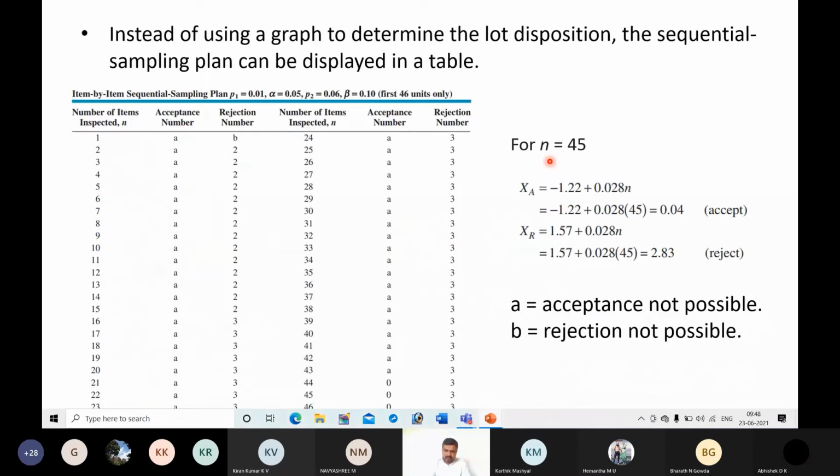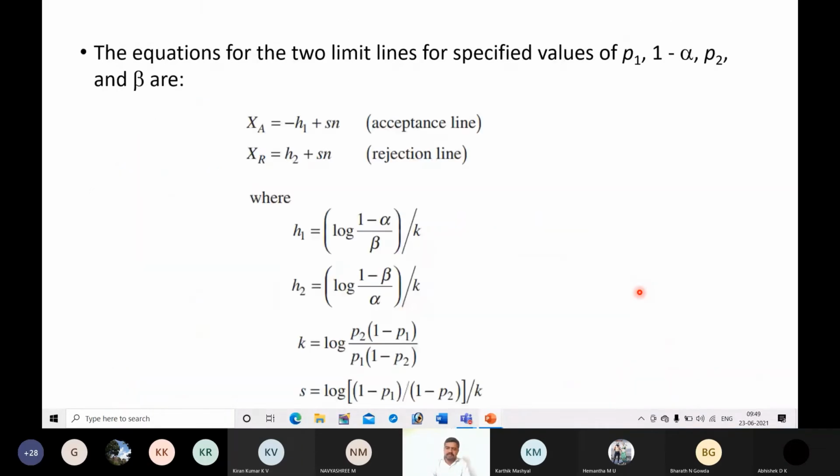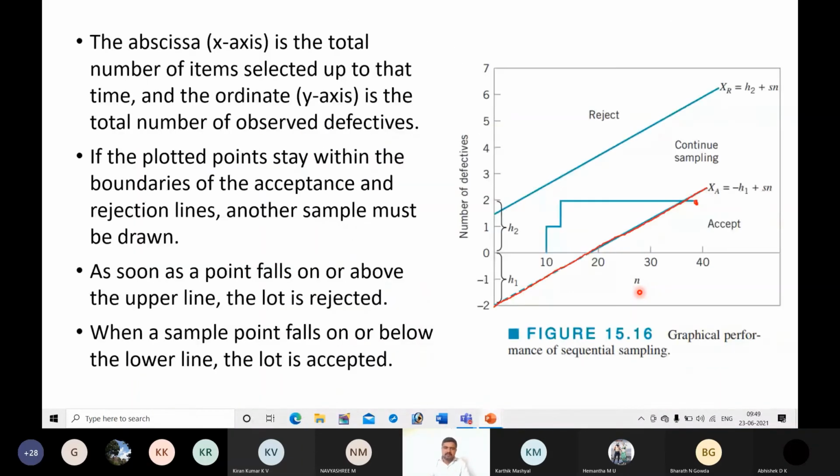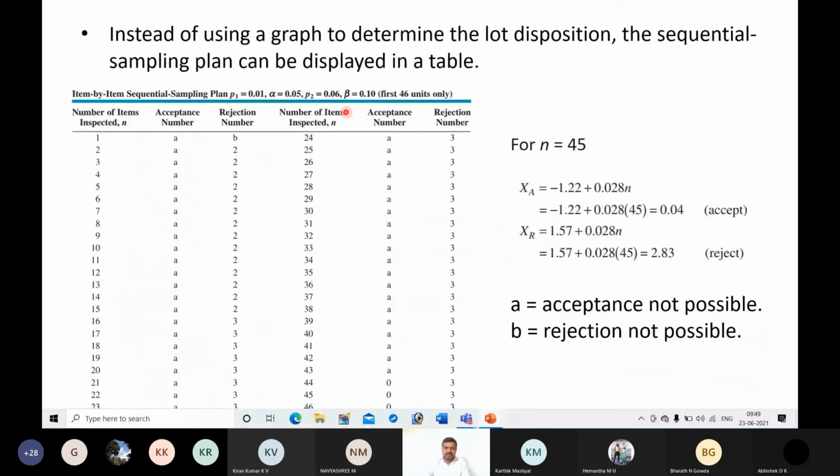So this is the graphical method. Next you will substitute n values and plot the graph, and based on that you are going to make a decision. That is one method. Another method is, instead of using a graph to determine the lot disposition, which means making a decision regarding whether to accept or reject a lot, the sequential sampling plan can be displayed in a table.